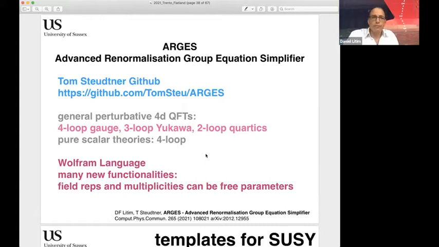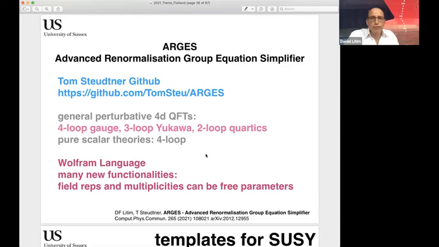And so my former student, Tom Steubner, volunteered because he said, well, I think I can write a code which is doing that job for me. And so there's now a code available, we call it Arges, which is written in the Wolfram language, and which allows us to extract general expressions for perturbative beta functions.